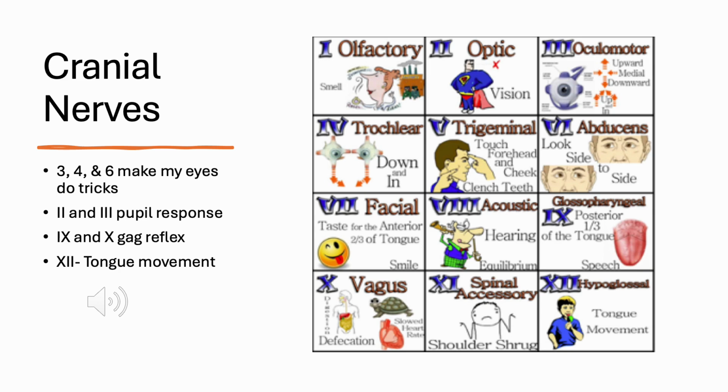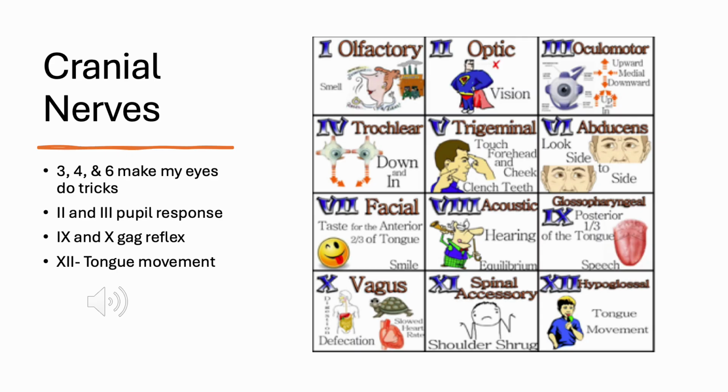8 is for balance and hearing. 9 is for taste, but that's not the most important thing about 9. 9 and 10 are in charge of the gag reflex. So those are important, like after somebody has an endoscopy, you have to check the gag reflex. Somebody has a stroke, you have to check the gag reflex. Okay? And then number 12 is hypoglossal, and that's in charge of tongue movement.